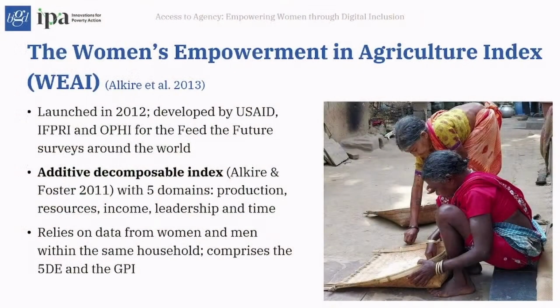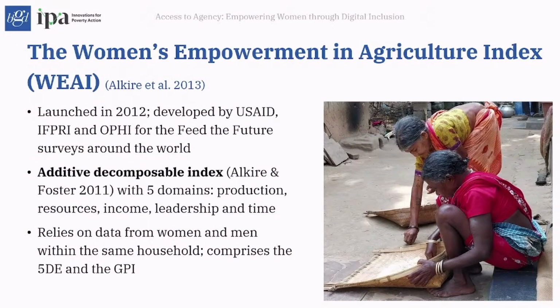And some of the really nice features of this draw on the multidimensional poverty index that preceded it. So it's additive and decomposable. So you can get a top headline number for the sample you're dealing with. You can also then break that headline number down into the components so you can see what's really driving disempowerment. But also interestingly, it draws on data from women and men in the same household, because one of the key components of empowerment and measuring empowerment is that it is a relative concept.